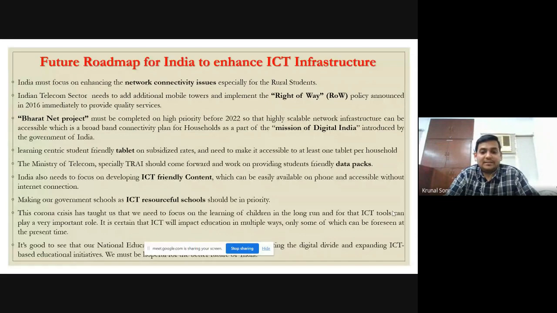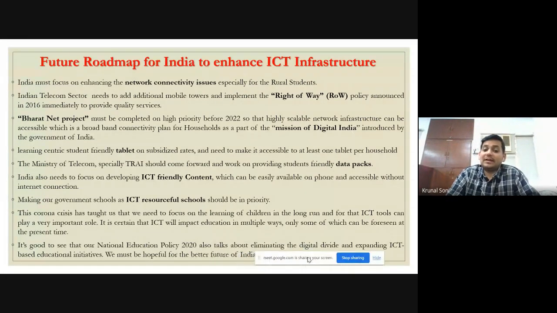It is certain that ICT impacts education in multiple ways, only some of which can be foreseen at present. Still, we have seen only a few impacts of ICT tools. There are other impacts that we need to wait for, as I have already discussed, that we will see the impact of ICT education after 7 to 8 years. It is good that our National Education Policy 2020 also talks about eliminating the digital divide and expanding ICT-based educational initiatives. And we are all hopeful for a better future of India as far as teaching with ICT use is concerned.